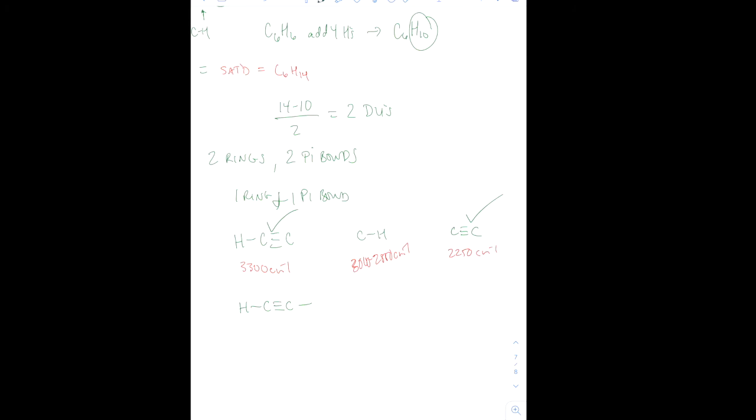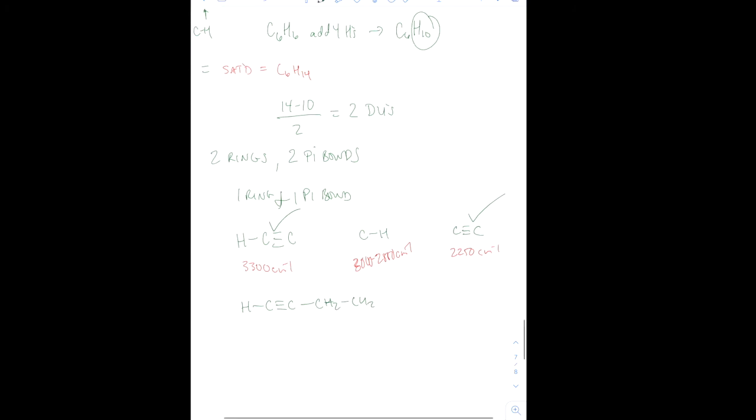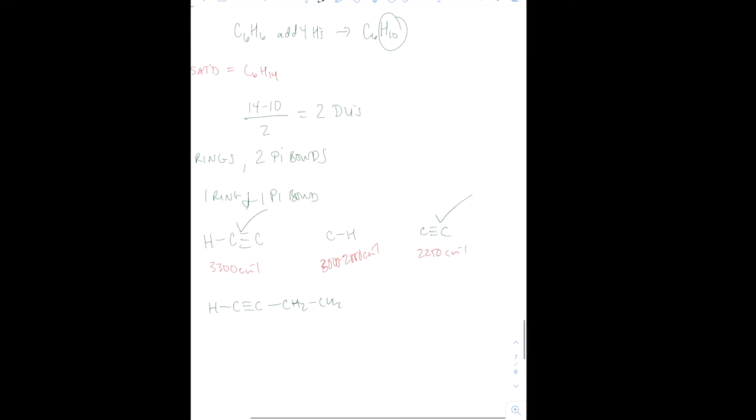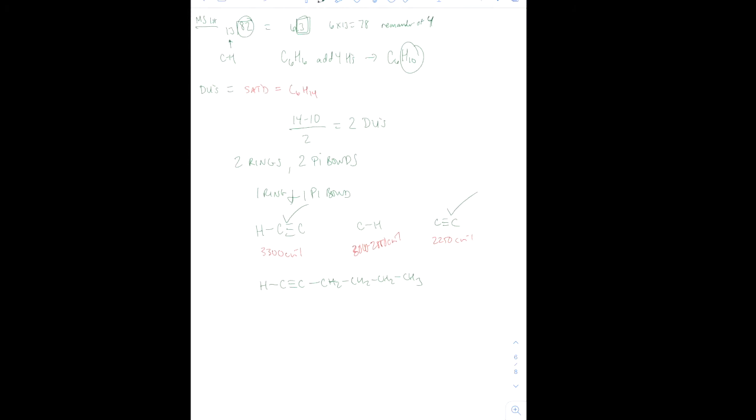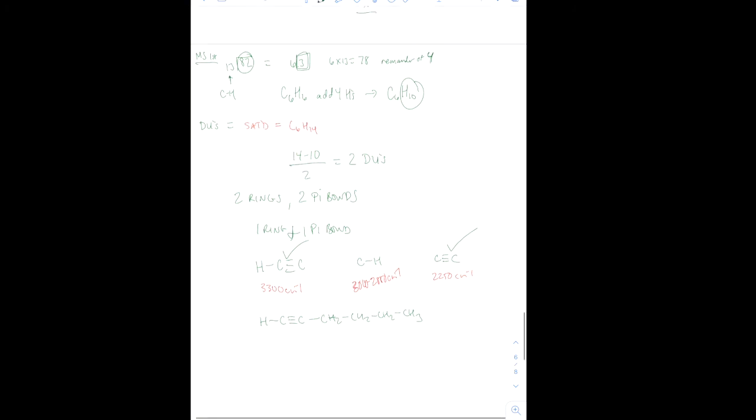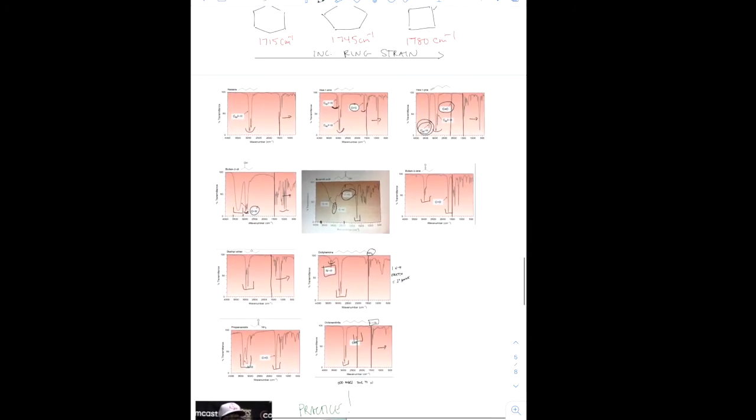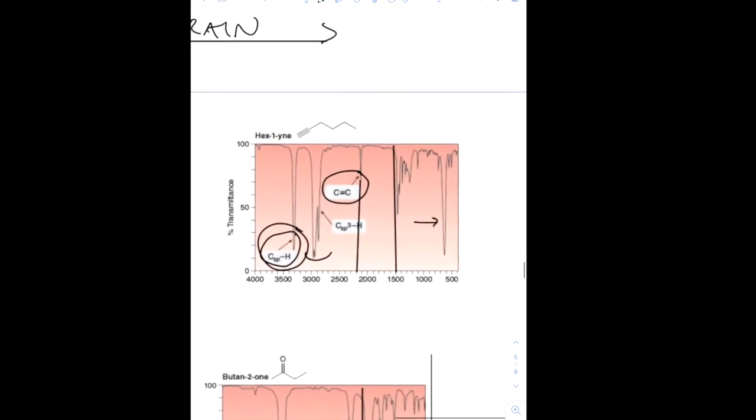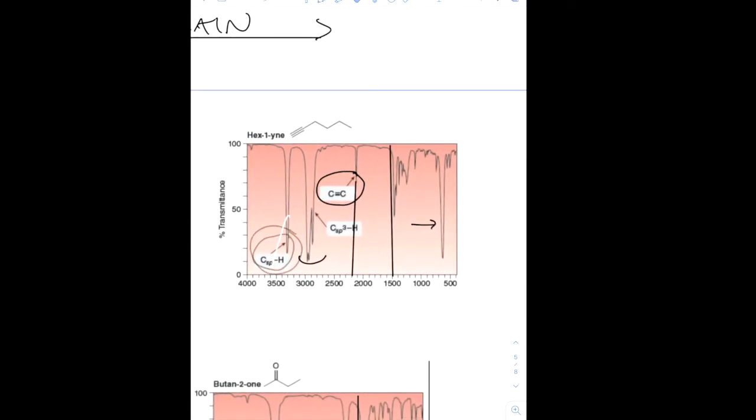Now all we need is a bunch of CHs, and so we have, I'll just put CH2, that's 4 carbons. So we need 6 total, 5, 6 with the 3 hydrogens. And so this is a hexyne. And so if we look at hexyne, I actually had that example here for you.